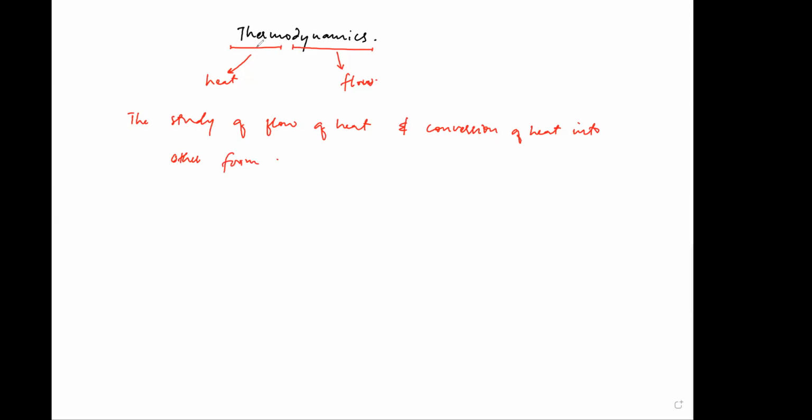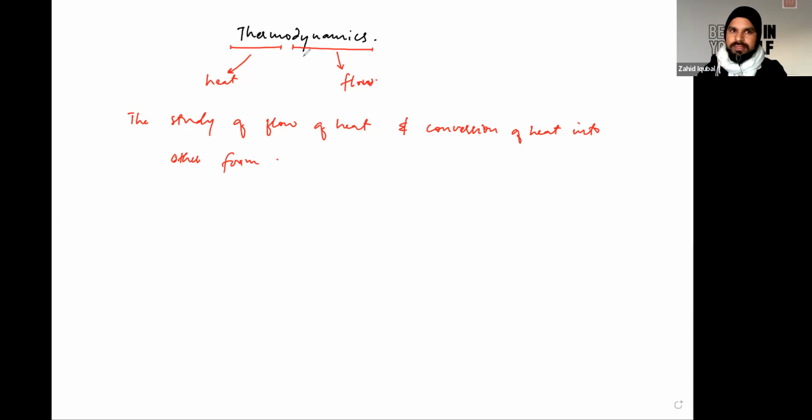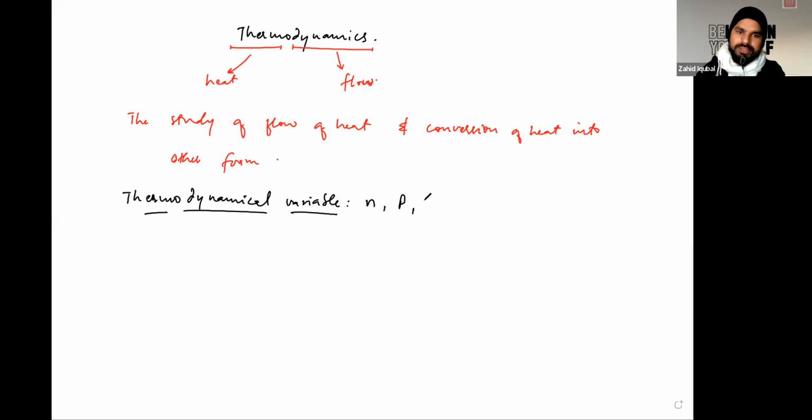Yes, sir. So to define this thermodynamics, let me give you some introductory part or some basic concept regarding it. Then I will come to the main process part. Okay. So first is thermodynamical variable. There are some physical quantities which define the condition or state of a gas at any particular instant, like number of moles, pressure, volume, temperature. So these particular variables are termed as thermodynamical variables, which may define the condition of gas at any instant. Is it clear, Fatima?